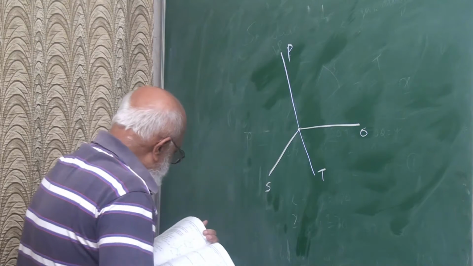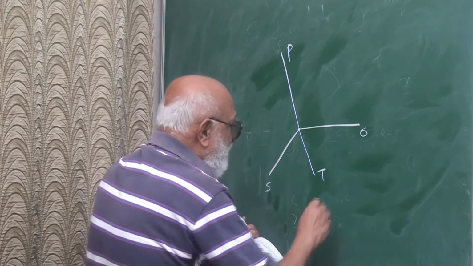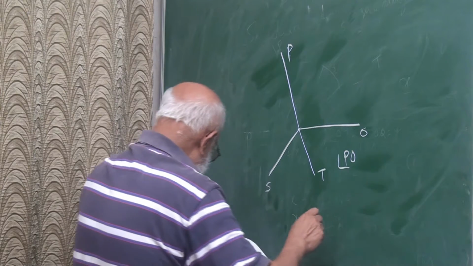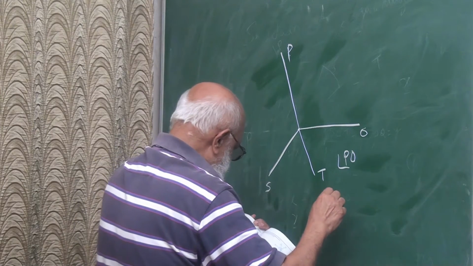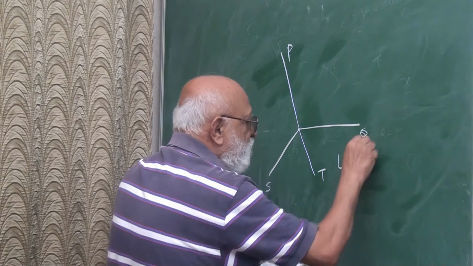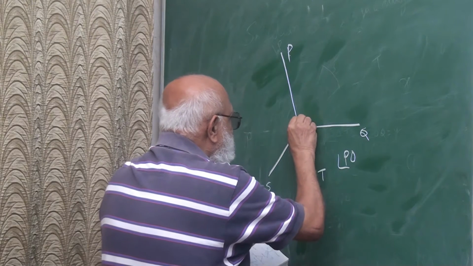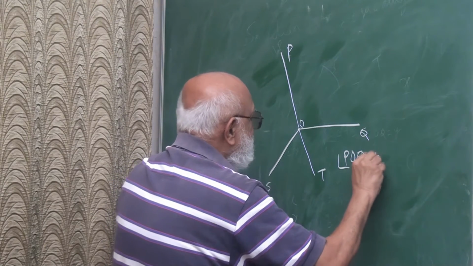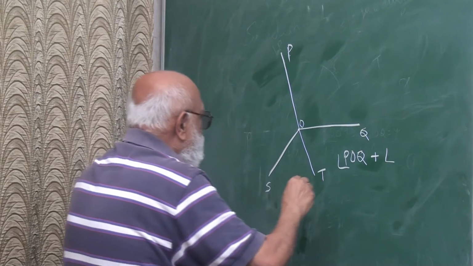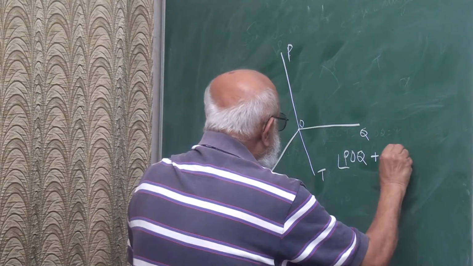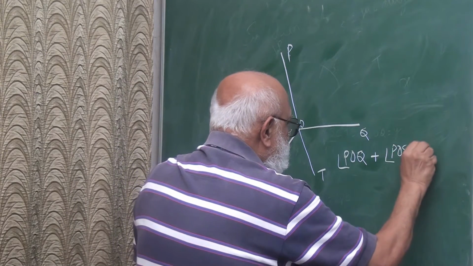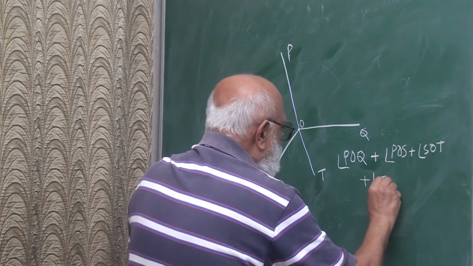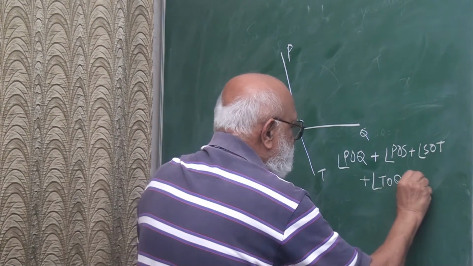So what is requested? It says prove that angle POQ plus angle POS plus angle SOT plus angle TOQ is equal to 360.